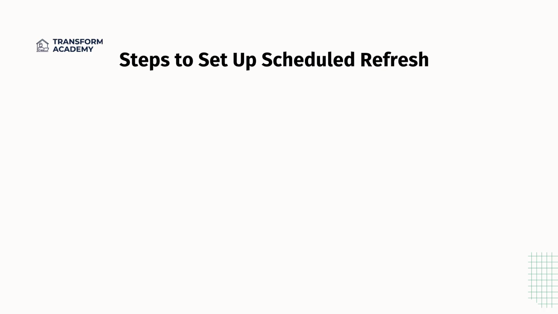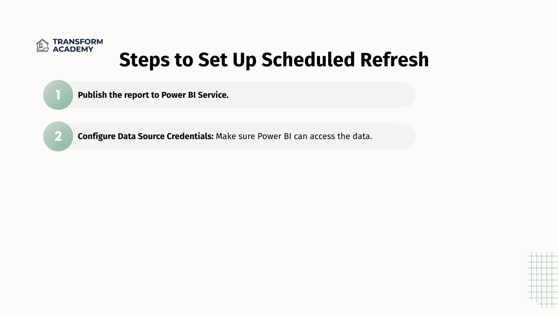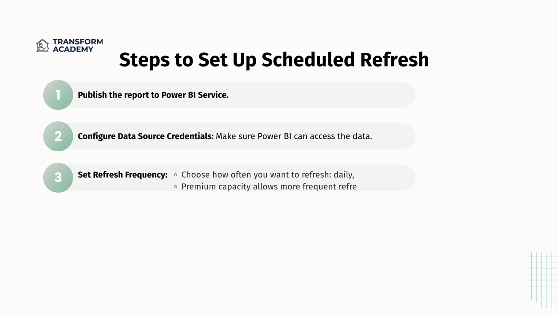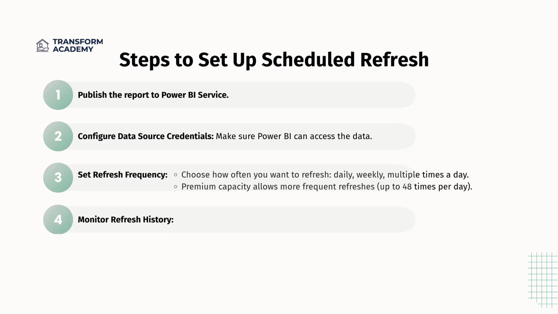Steps to set up scheduled refreshes. Publish the report to Power BI service. Configure data source credentials. Make sure Power BI can access the data. Set refresh frequency. Choose how often you want to refresh: daily, weekly, multiple times a day. Premium capacity allows more frequent refreshes, up to 48 times per day.